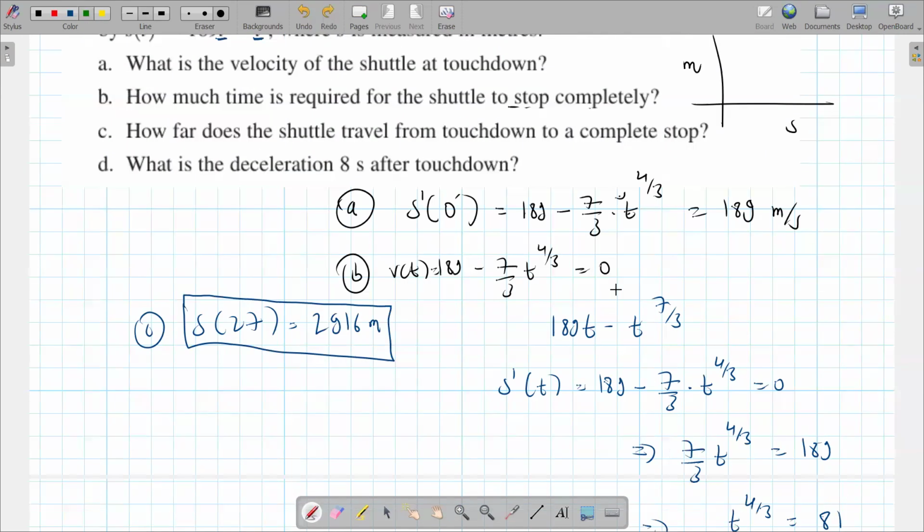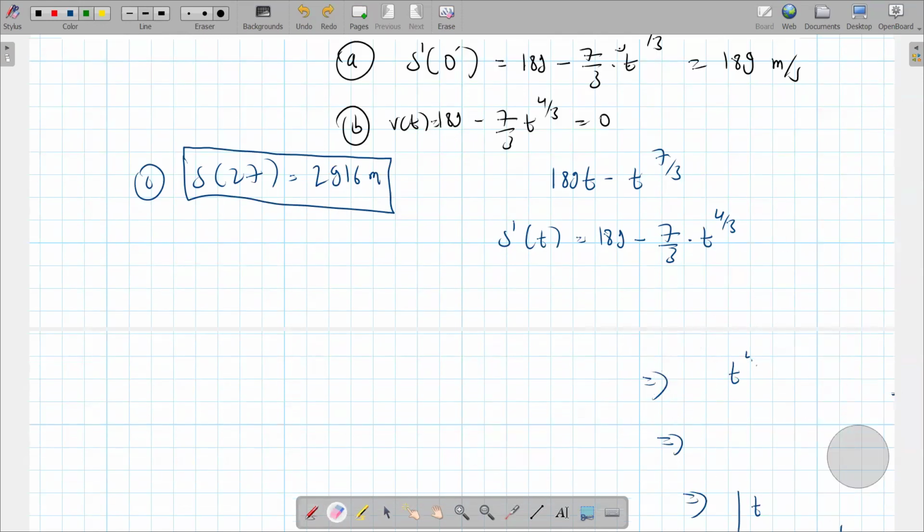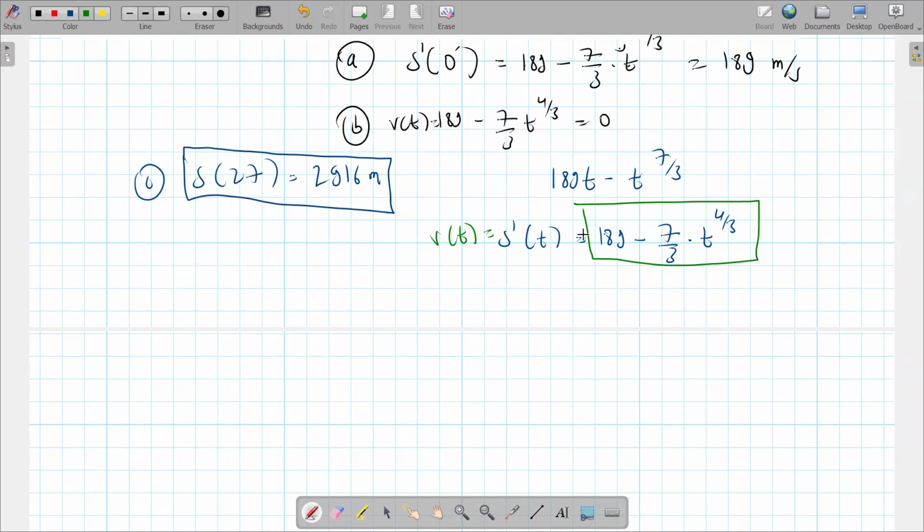Part D, what's the deceleration after 8 seconds? So I'll give you a hint for that. It's asking us for the acceleration after 8 seconds. Deceleration just means it's going to be negative. So this is our velocity function. It's asking us to find the acceleration after 8 seconds. What are we looking for? How do you get acceleration from velocity? You find the derivative.